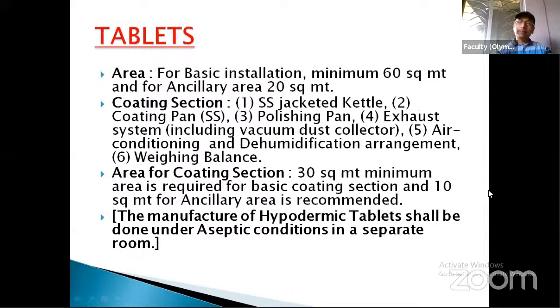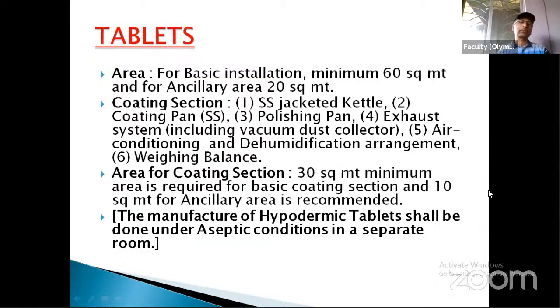Now, I have not yet discussed the coating section. These are the three sections. What is the area requirement for the basic installation for this tablet section, without coating? This is 60 square meter and 20 square meter for the ancillary area. Keep in mind the first two, external and oral liquid: 30, 10, 30, 10. Now it is 60, 20: 60 for the basic, because the tablet section is a big section, and 20 for the ancillary areas for keeping your equipment or washing from time to time. You have to wash whenever you are changing your product from one tablet to another.